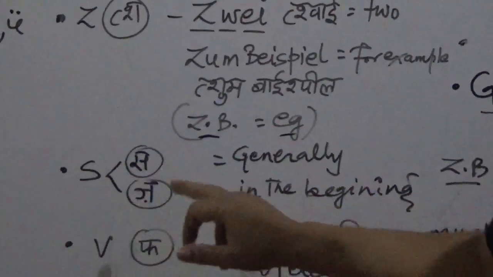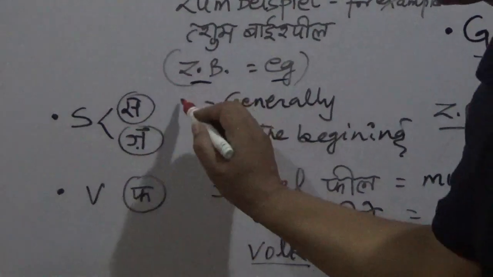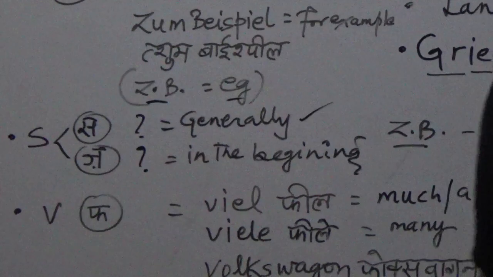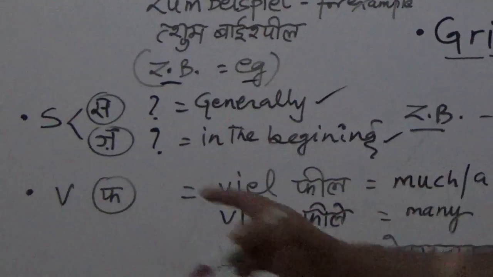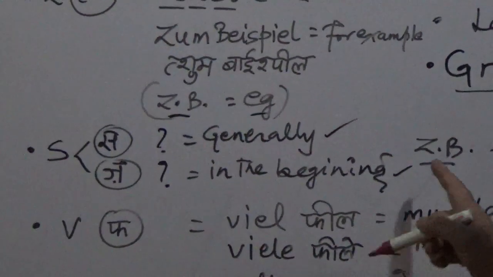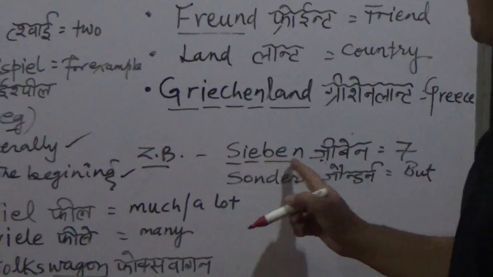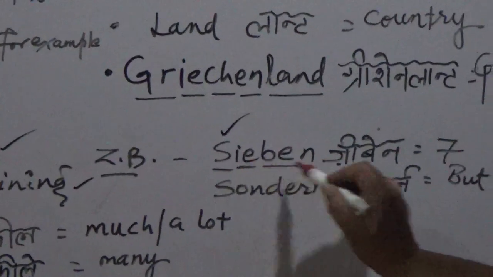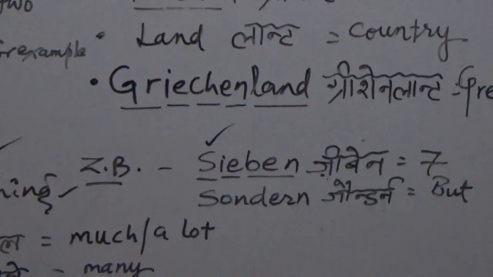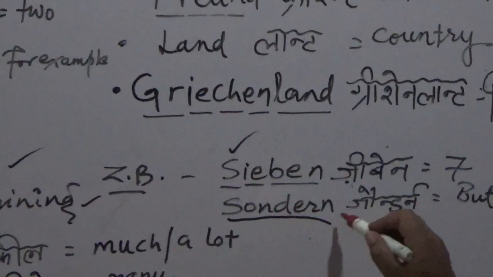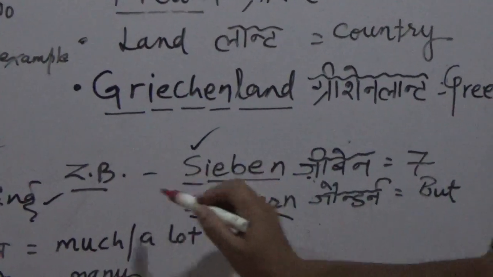S, it gives sa sound and z sound. When does it give sa sound? When does it give z sound? Generally it gives sa sound, but in the beginning, it gives z sound. Zum Beispiel, for example, S-I-E-B-E-N. So it is coming in the beginning. Sieben. Sieben means seven. S-O-N-D-E-R-N. Sondern. Because in the beginning, S gives Z sound.